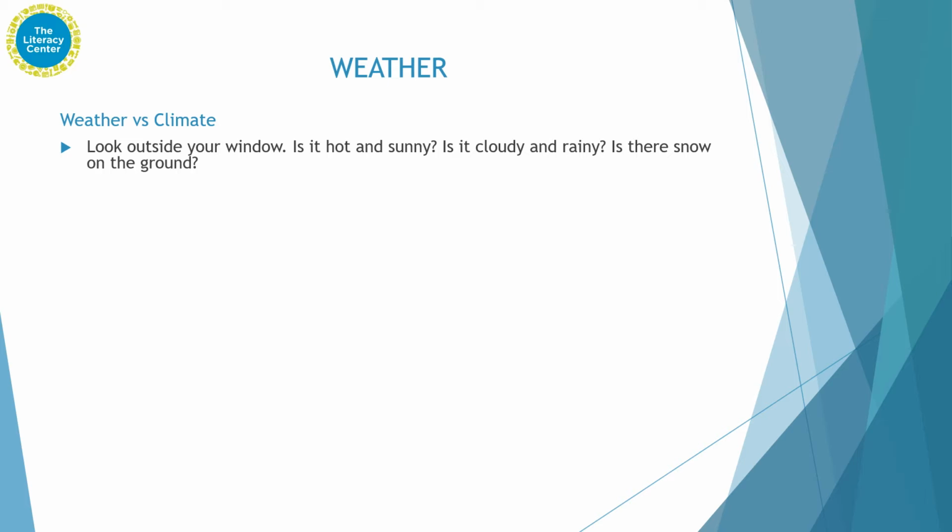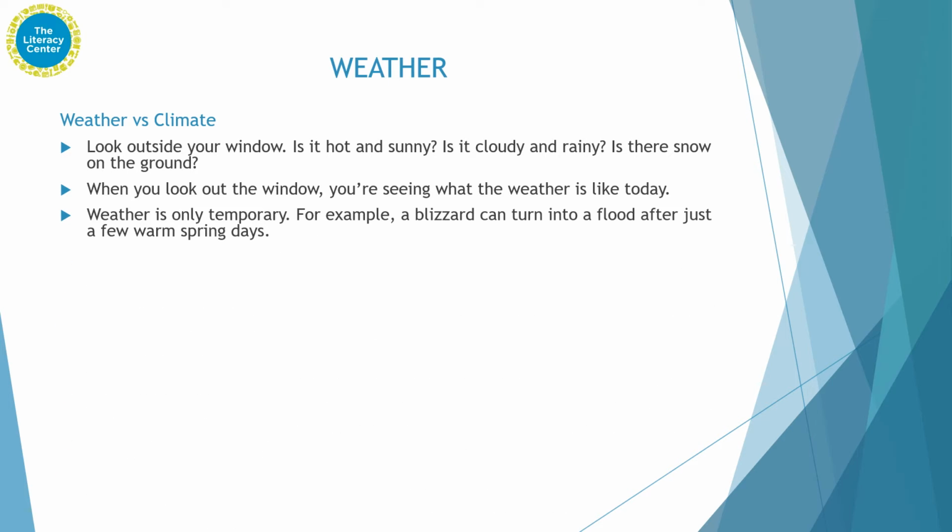Look outside your window. Is it hot and sunny? Or is it cloudy or rainy? Or is there snow on the ground? When you look out the window, you are seeing what the weather is like today. Weather is only temporary. This is something to remember. It's a temporary phase. For example, a blizzard can turn into a flood after just a few warm spring days.